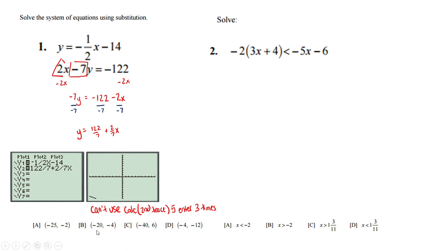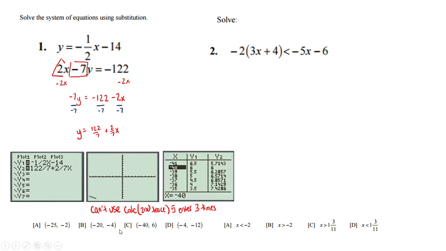On B, it's -20. So you have to see if y1 is -4 and y2 is -4. And if you look at my answer, when I took a screenshot, I saw at -40, both y1 and y2 were 6. So that makes C my answer here.